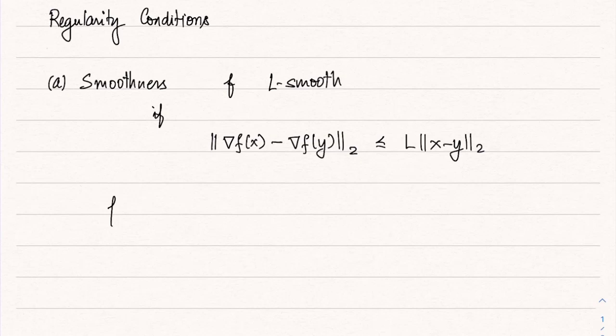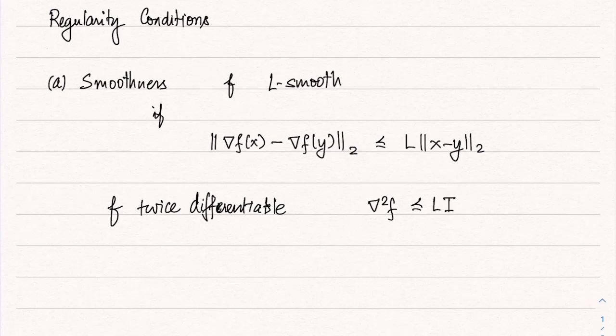If the function f is twice differentiable, then an equivalent condition is that the Hessian of f is less than or equal to L times identity. What I mean here is that Hessian of f minus L times identity is negative semi-definite. So this is another equivalent condition which is perhaps easier to check for functions to be smooth.